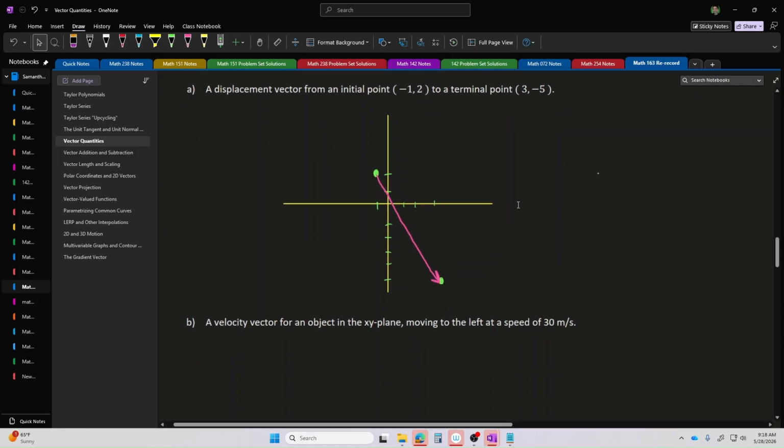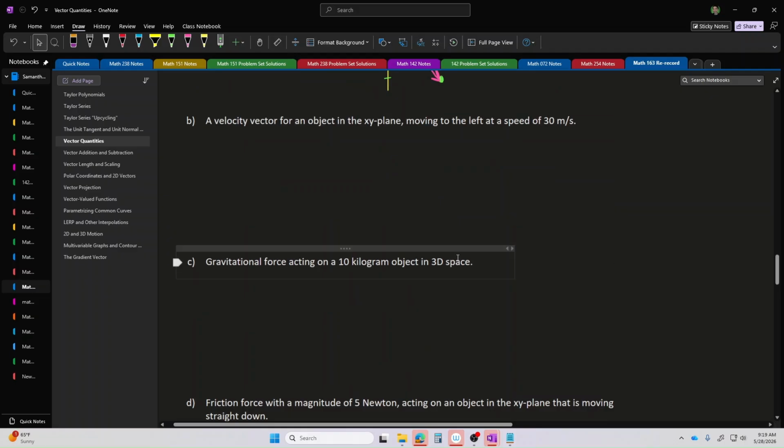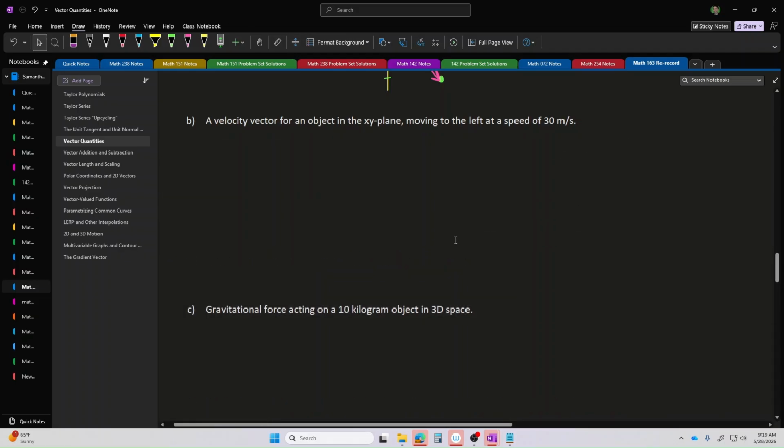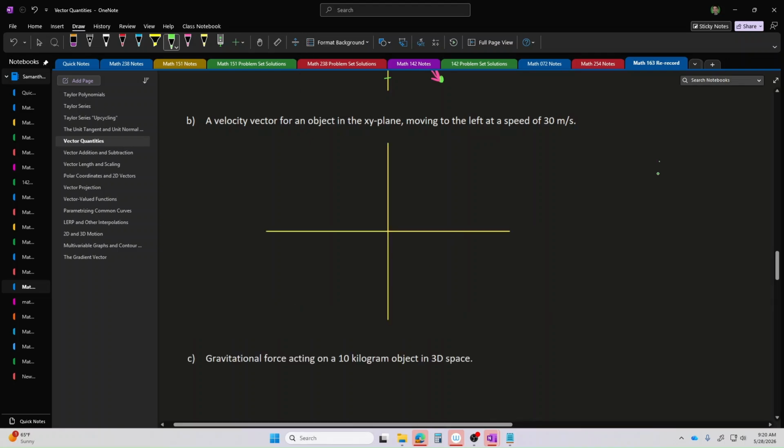So this arrow points in the correct direction. The arrow's direction takes us from point A to point B, and the length of the arrow conveys the magnitude of the displacement. The length of the arrow is equal to the distance between these 2 points. For a secondary example, suppose that someone wants me to draw an arrow representing a certain velocity. A velocity vector for an object that's in the xy plane, moving to the left at a speed of 30 meters per second.